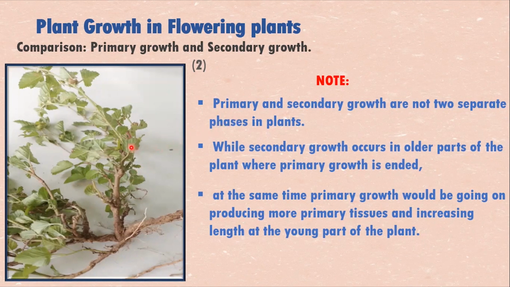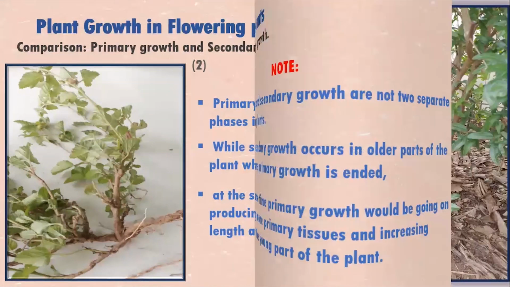Well, no. Primary growth produces the primary plant body, increases the height. While that is happening, the parts where primary growth has ceased thickens, goes through secondary growth to thicken, to widen, and to make it tough. So secondary growth will be going on in older parts of the plant where primary growth has ceased. At the same time, primary growth is taking place to produce new primary tissues. So the two go together in plants.